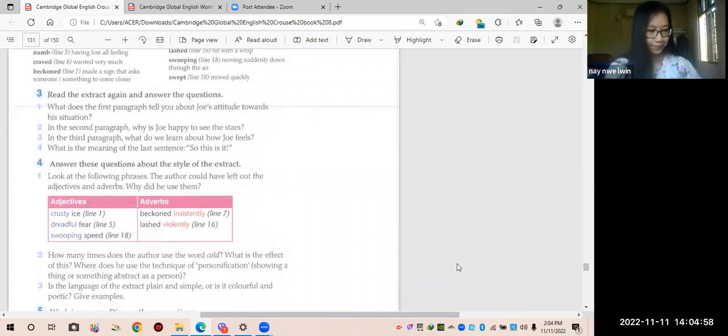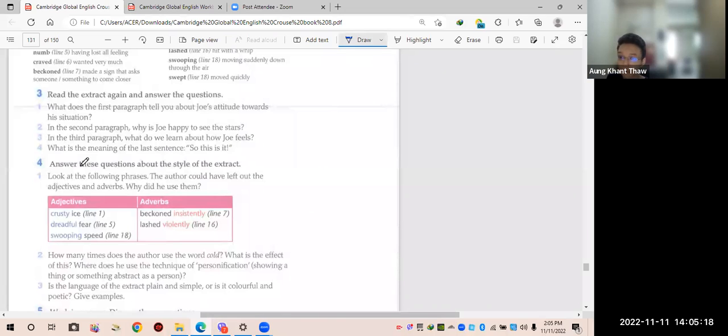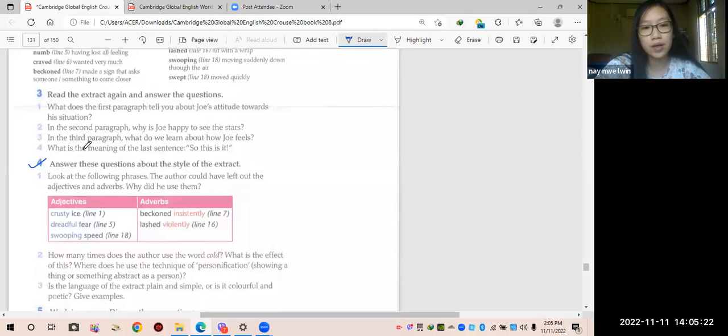So where are we? I think we are doing the reading exercises on page 133, right? Yes, and we have finished 3, right? So we have to go to number 4. Answer these questions about the style of the address. This time we have to pay attention to the style of writing.